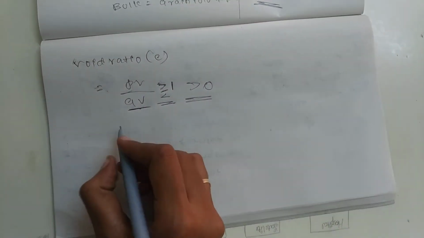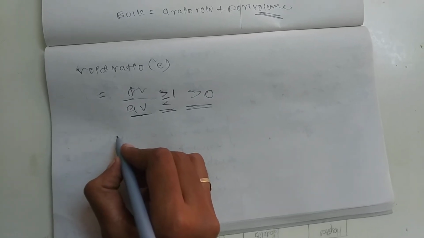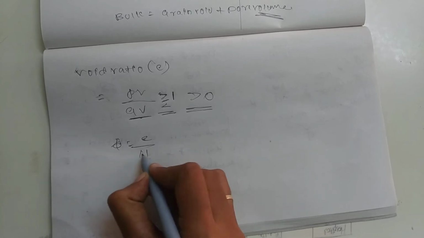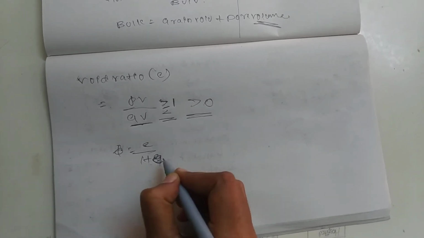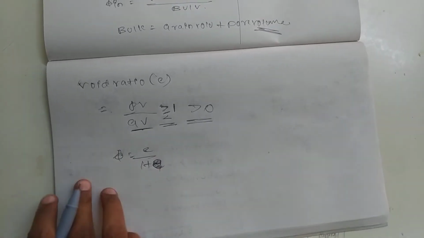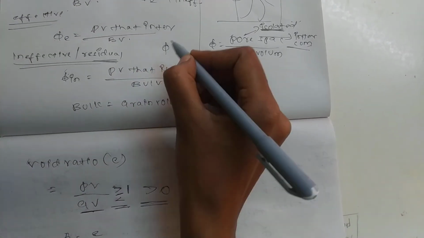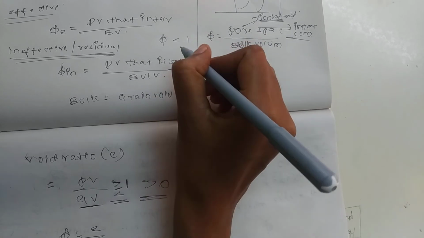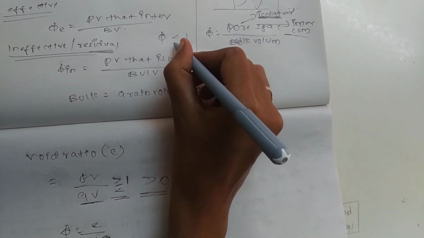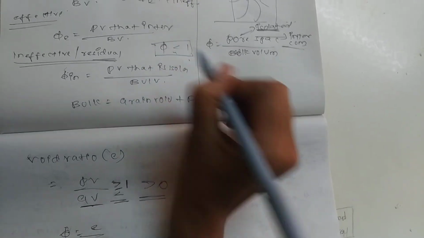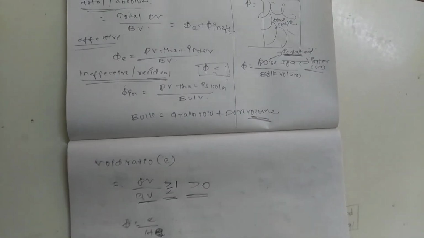And porosity and void ratio are related by the formula phi is equal to e by 1 plus e. It is very easy to derive. Please derive it yourself. Phi is equal to e by e plus 1. And let me tell you, porosity is always less than 1. This is all about porosity.